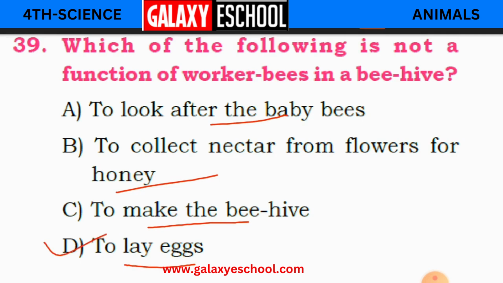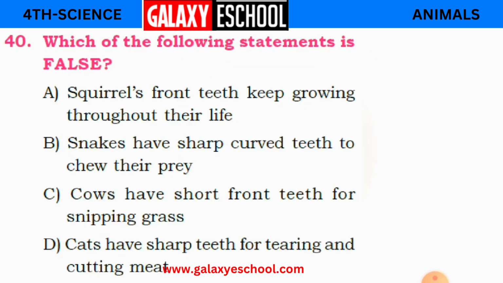To lay eggs. So the workers, the bees which work as workers in the beehives, do not lay eggs. Whereas they collect nectar, they make the beehive, and they look after the baby bees, but they do not lay eggs. So that is why D option is the correct one.